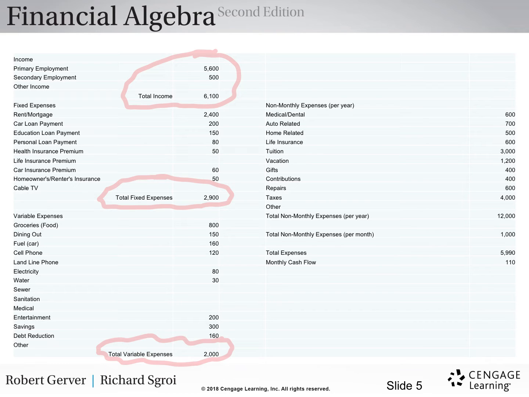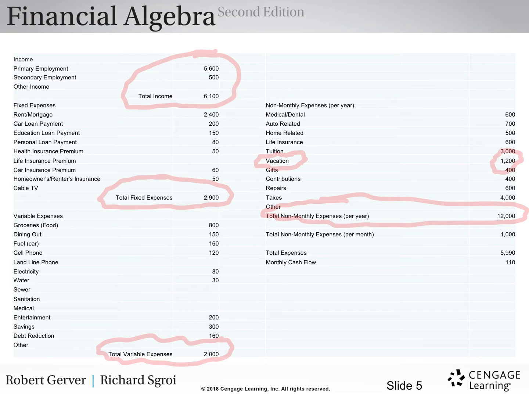Then if you move over here to the right side, you've got non-monthly expenses, and that are per year. For example, you've got life insurance, you've got tuition. A key one here is vacation. You might go on a vacation and you're going to spend the money on your vacation at that time. In this case, it was $1,200, but that's not going to be spread out over a whole year. That might be a one-time charge just when you're out on vacation.